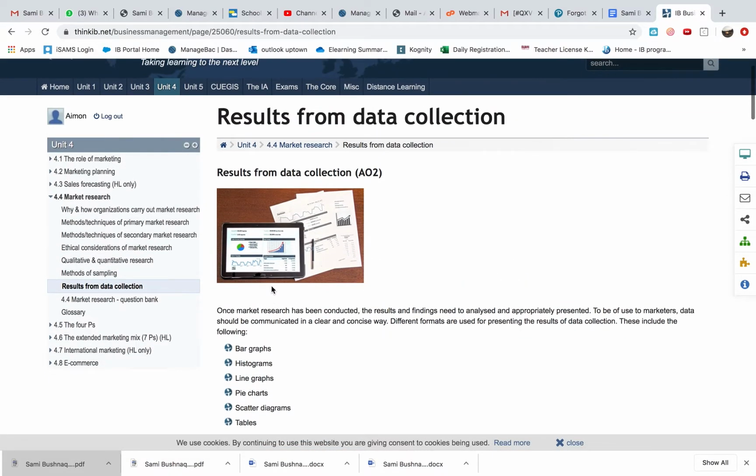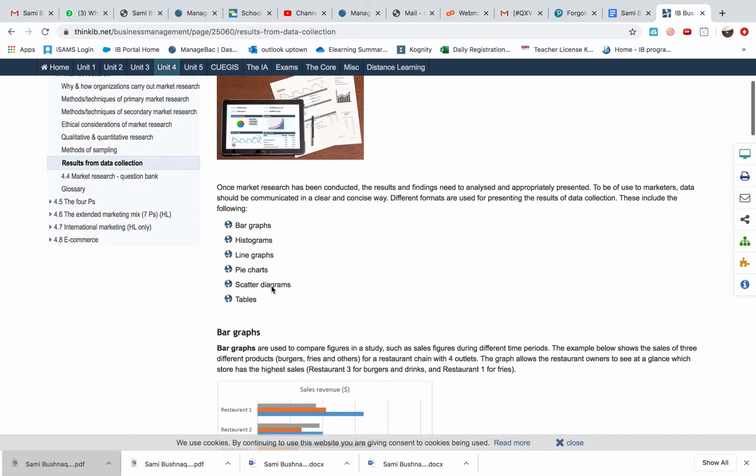Results and collections. So this is a very easy one. Once market research has been conducted, the results and findings need to be analyzed, and then they have to be presented somehow. You don't just collect a bunch of data and that's it. You need to then show it. So, different ways of producing this data: bar graphs, histograms, line graphs, pie charts, scatter diagrams, tables. You probably used a lot of these in the past in science classes, right?